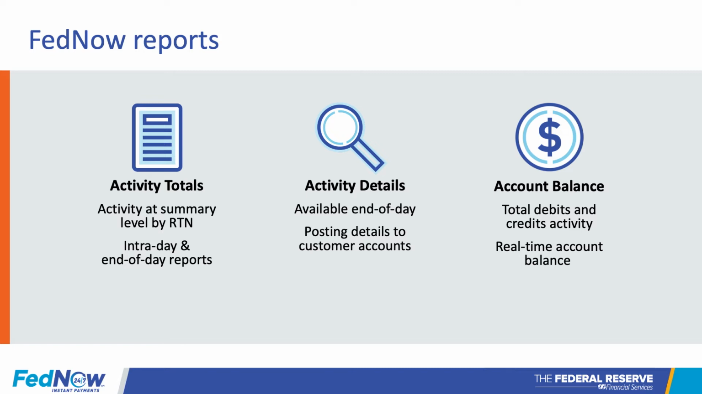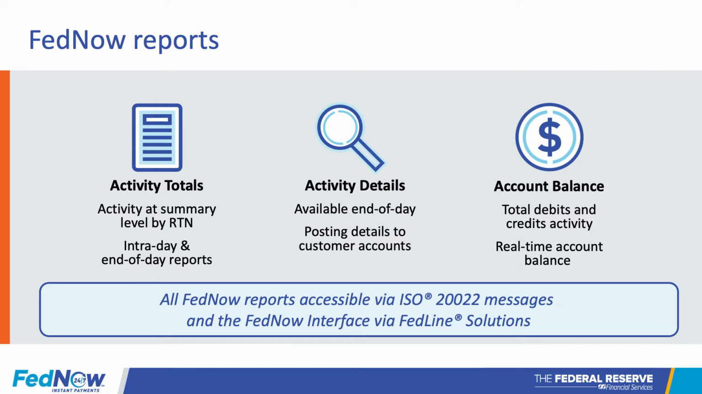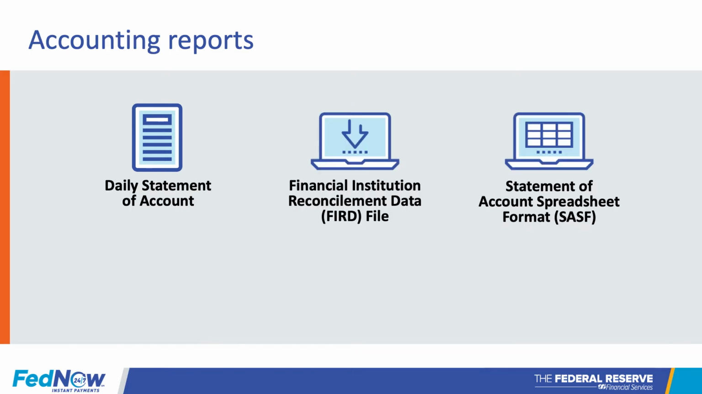Additionally, to support near real-time reconcilement functions, the FedNow Service will provide real-time settlement ISO 20022 messages to sender and receiver FIs. All FedNow Service reports can be accessed via ISO 20022 messages. The Activity Totals report and Activity Details report are downloadable through the FedNow interface via FedLine Solutions in PDF and CSV format.